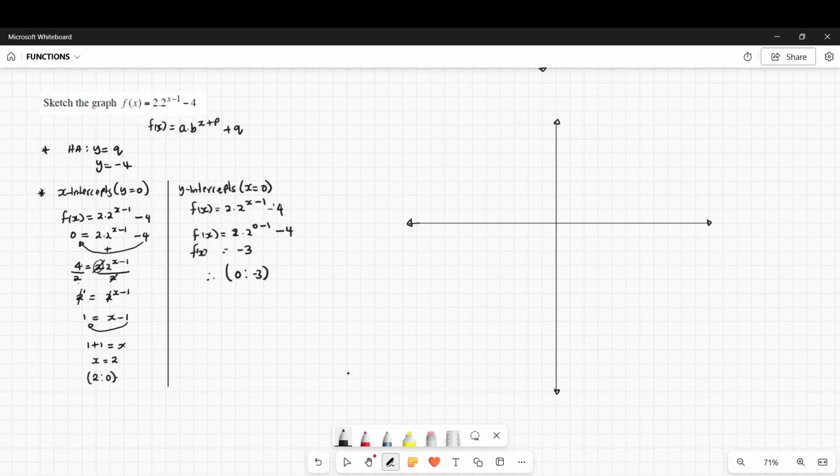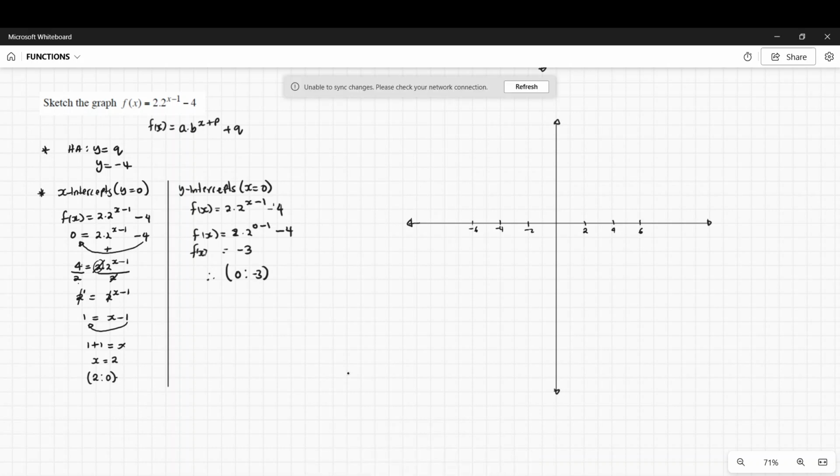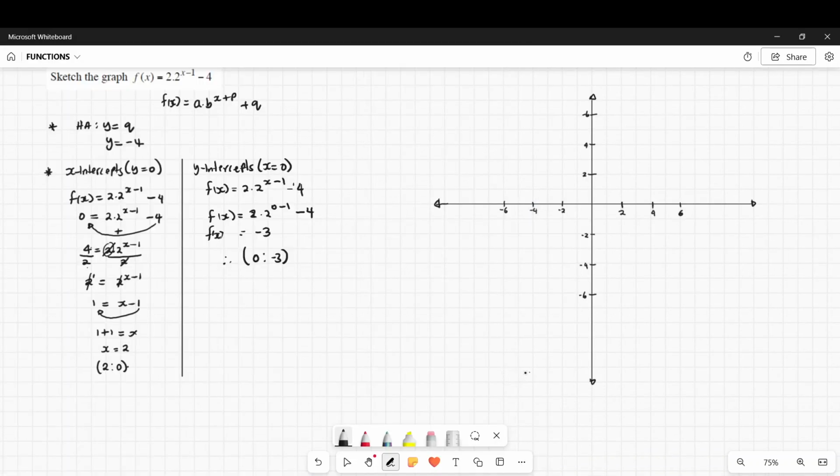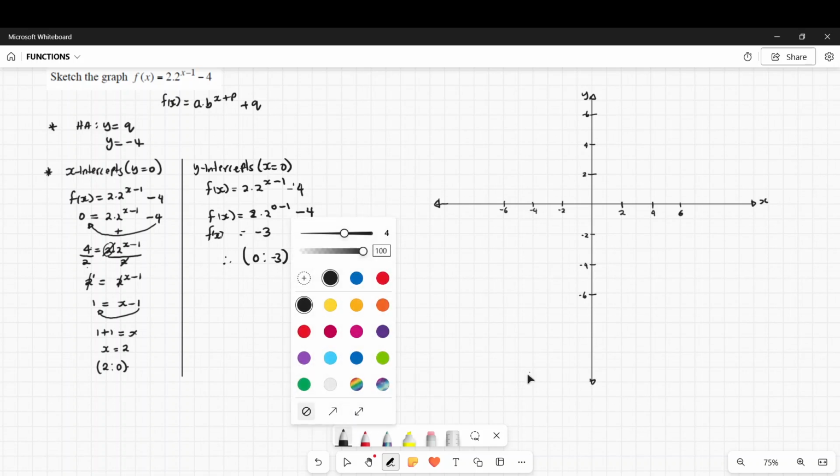For each block, we're going to consider that to be 1. So now this will be 2, 4, 6. Here also will be -2, -4, -6. So you set up your table like this, your Cartesian plane. As you can see, this is y and this is x. So now let's start to sketch. Let's pick a different color.